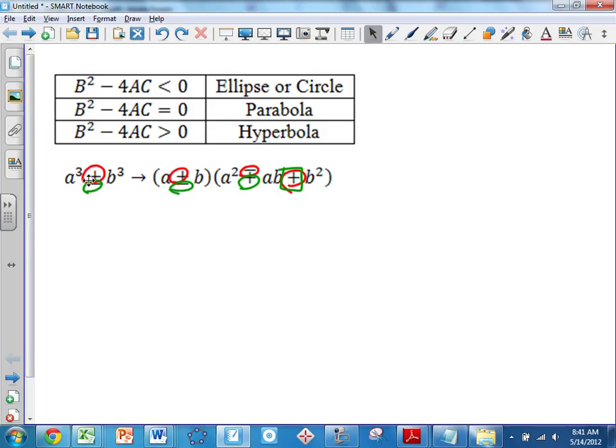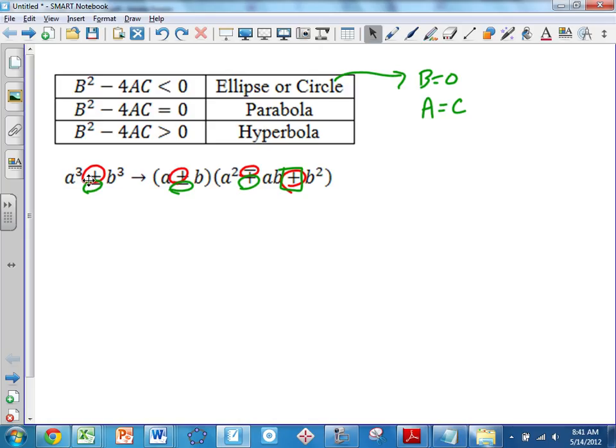How do you know the difference between a circle and ellipse? Isn't B equals 0? Good. For a circle, you have 2 things happening here. B is equal to 0, and A must equal C. So if you get a negative discriminant, it can either be an ellipse or a circle. If it's a negative discriminant, and B happens to be 0 and A happens to be equal to C, then it's a circle. Okay, so that's how we use that table.